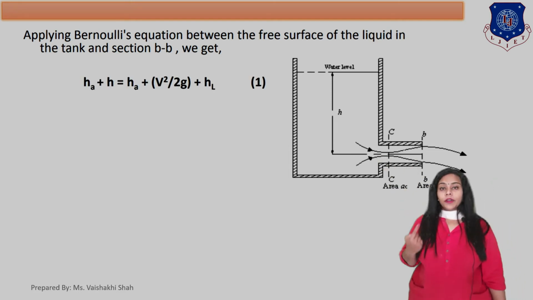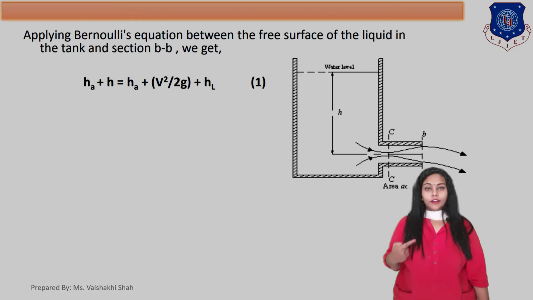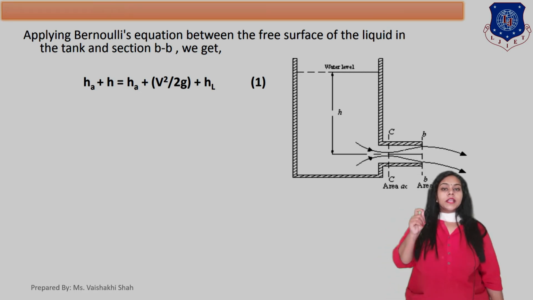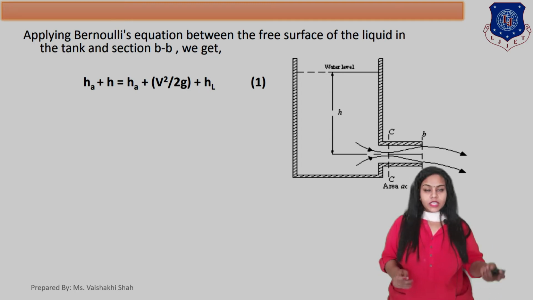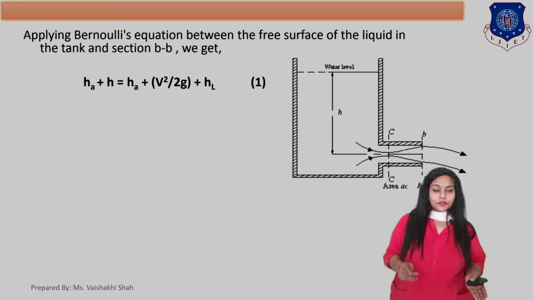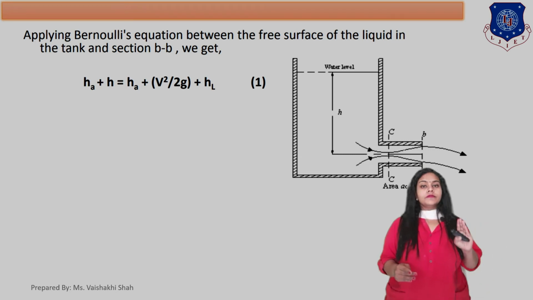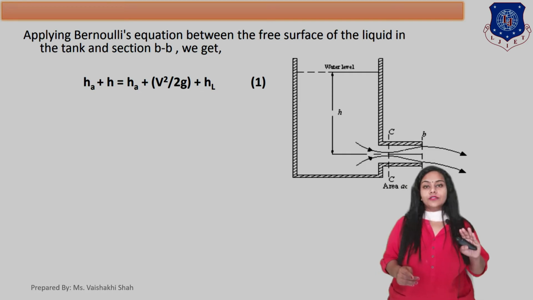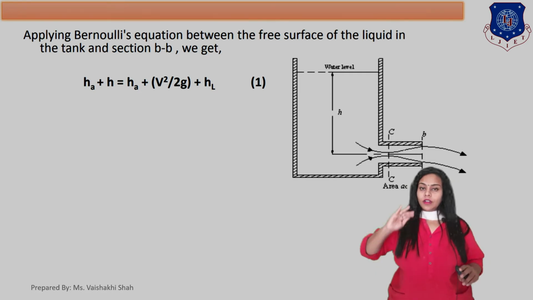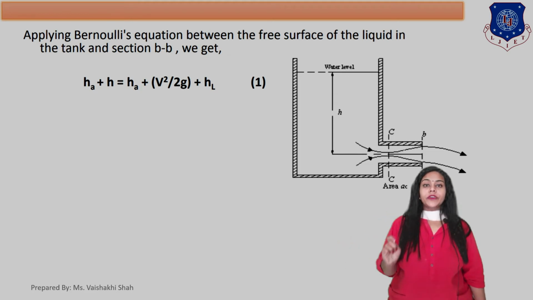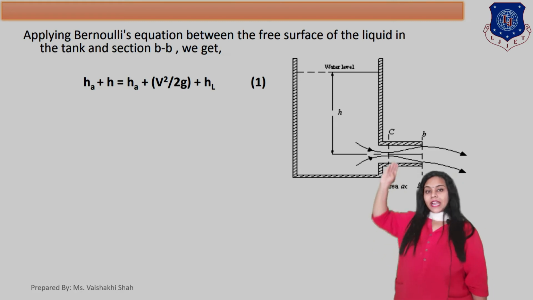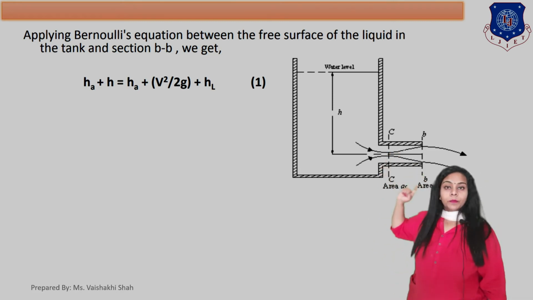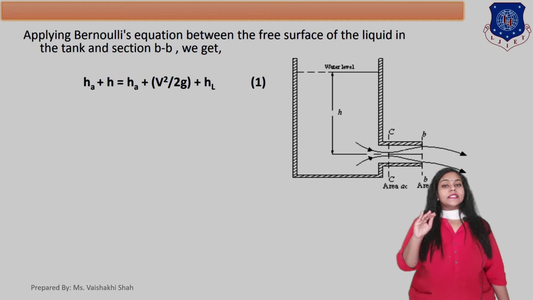So Bernoulli's equation, if you remember, we already studied. Bernoulli's equation is P1 by rho g plus V1 square by 2g plus Z1 equals P2 by rho g plus V2 square by 2g plus Z2. Now, first on the left hand side, there is P1 by rho g, the pressure head. First, we applied Bernoulli's equation at the free surface of the liquid.